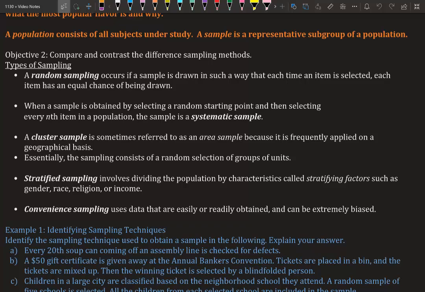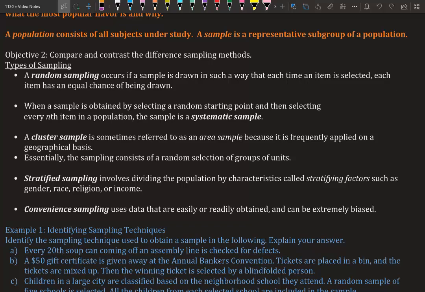Compare and contrast the different sampling methods. There's different types of sampling methods. A random sampling occurs if a sample is drawn in such a way that each time an item is selected, each item has an equal chance of being drawn, kind of like a raffle. When a sample is obtained by selecting a random starting point and then selecting an nth item in the population, this sample is called systematic sample.